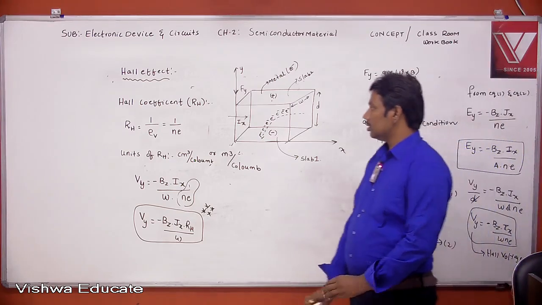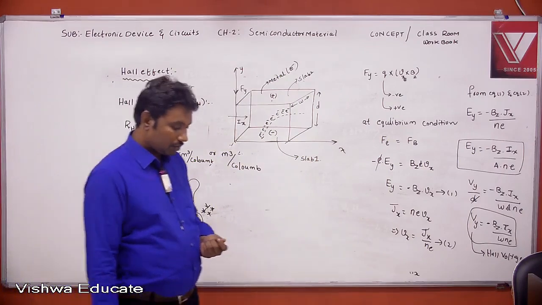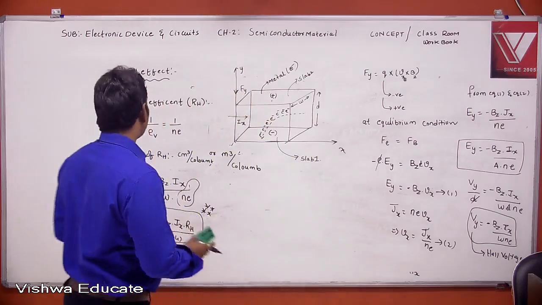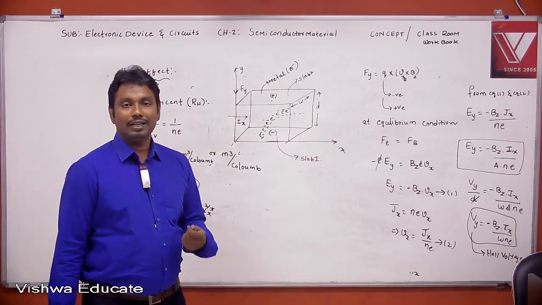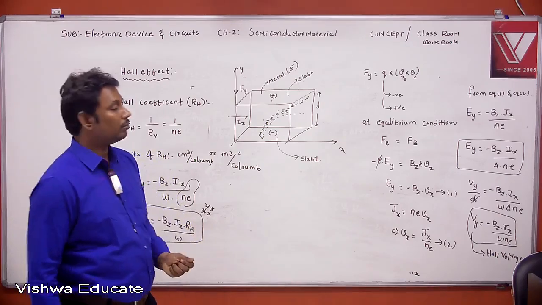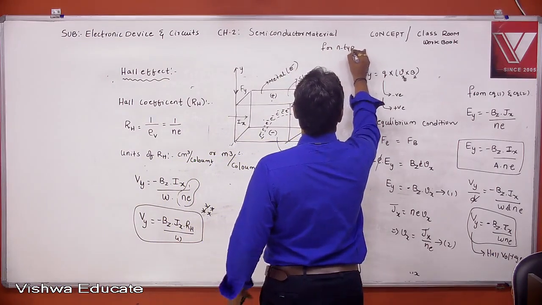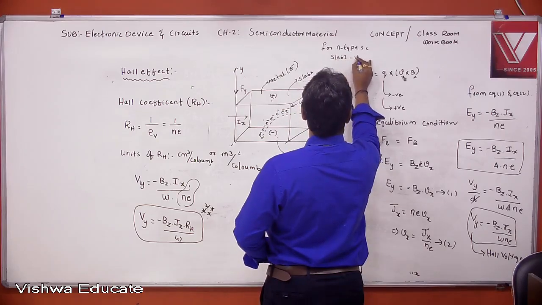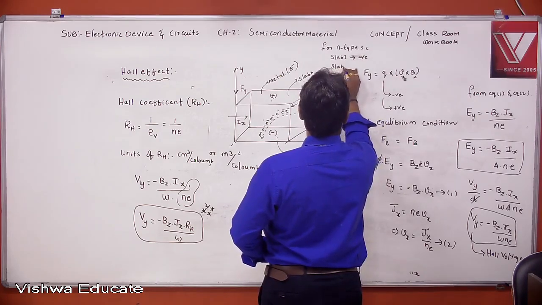Right. Next, applications of Hall effect. The first application of Hall effect is to determine whether the semiconductor is N-type or P-type. For an N-type semiconductor, slab 1 is negative and slab 2 is positive.